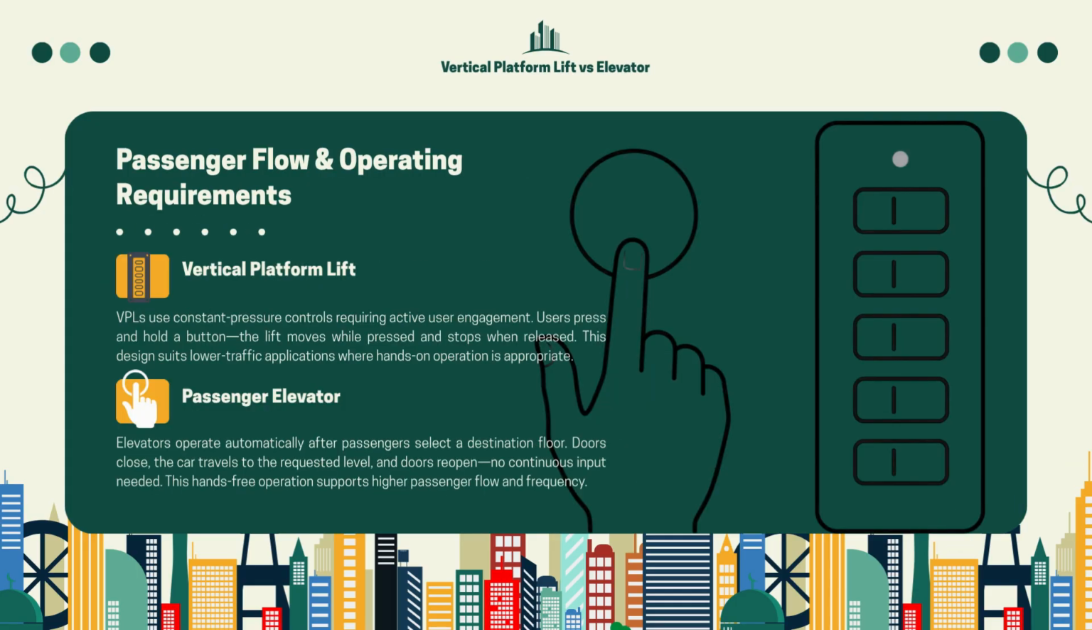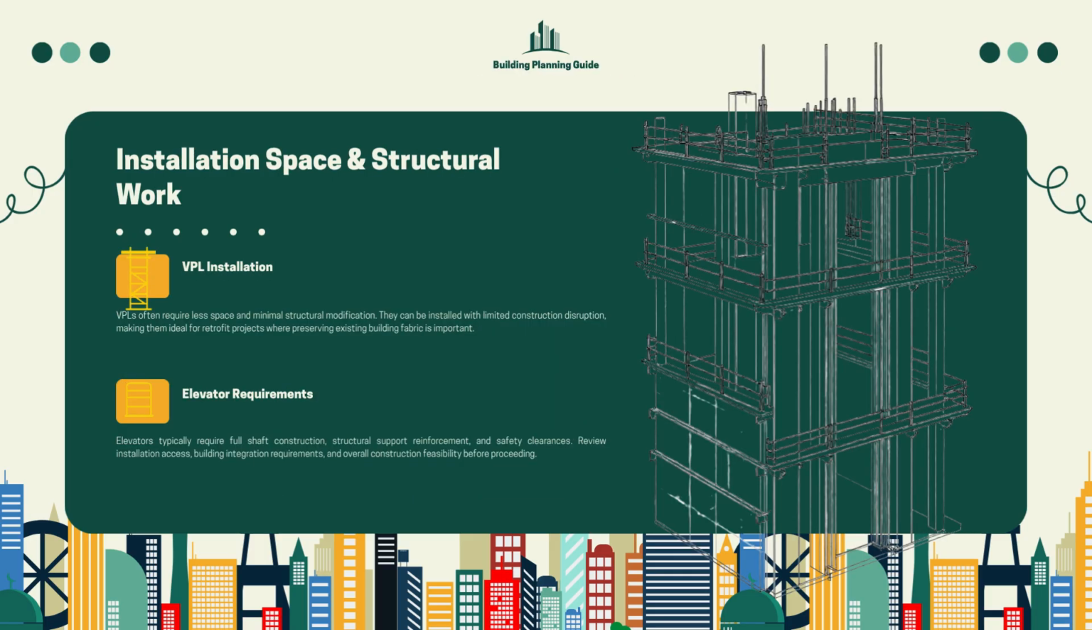One of the biggest differences between vertical platform lifts and elevators is how they operate. Many vertical platform lifts use constant pressure controls. This means the user needs to press and hold a button while the platform moves. If the button is released, the lift stops. This operation method is suitable for controlled accessibility applications. Elevators usually operate automatically. Passengers select a destination floor, and the elevator completes the trip without continuous button operation. This makes elevators more suitable for buildings where many people need regular movement between floors.